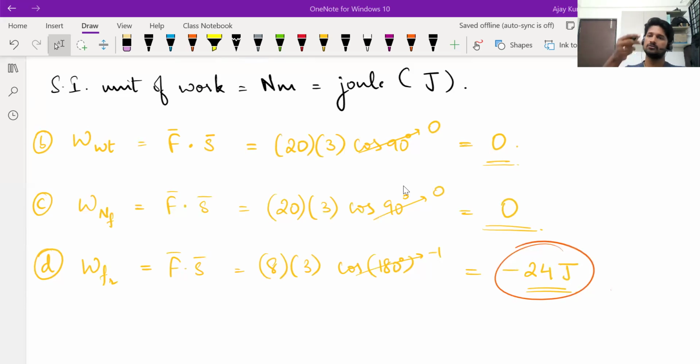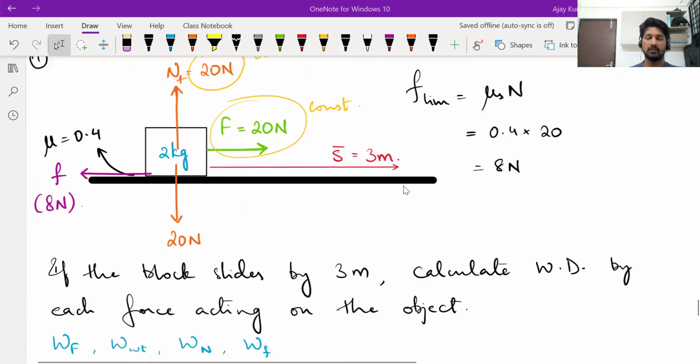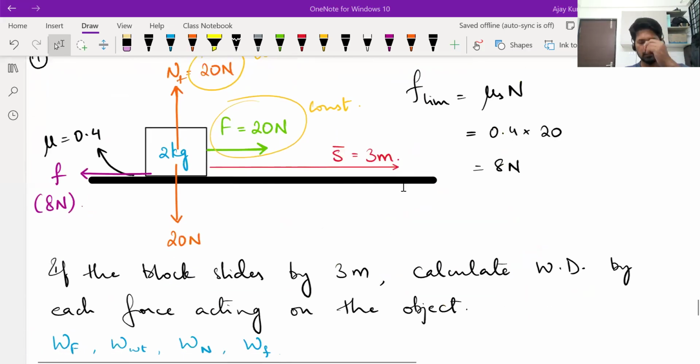The 20 Newton force with which we are dragging the block is giving energy to the block. That's why work done by that force is positive. So remember, when a force does positive work on something, it means it is giving energy to that thing. When a force does negative work on something, it means it is taking energy away from that thing.